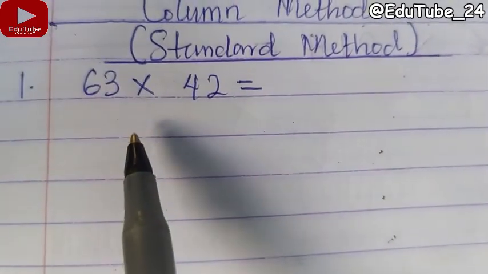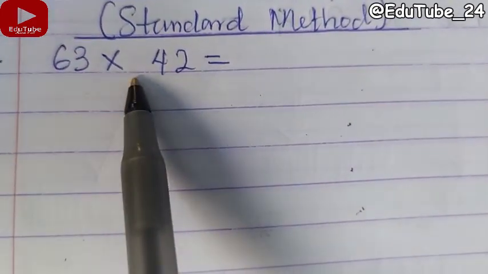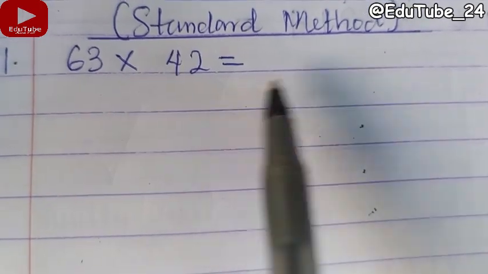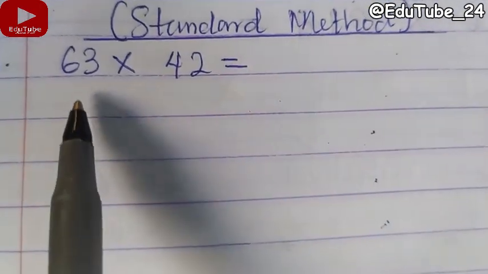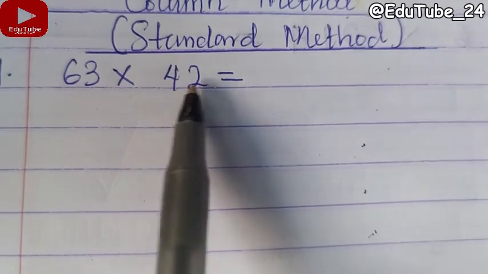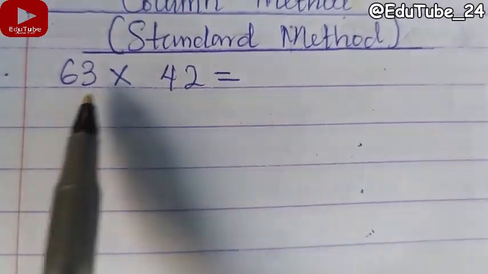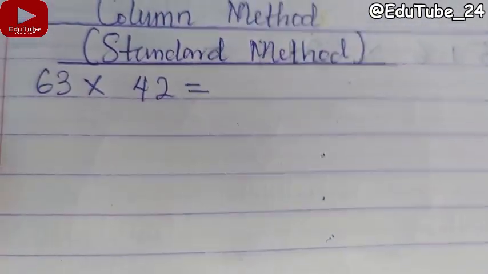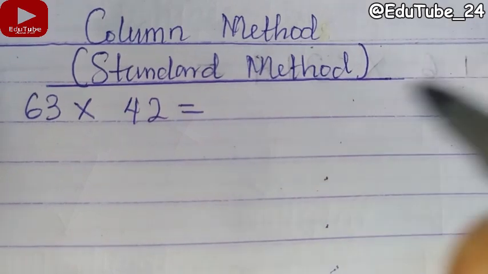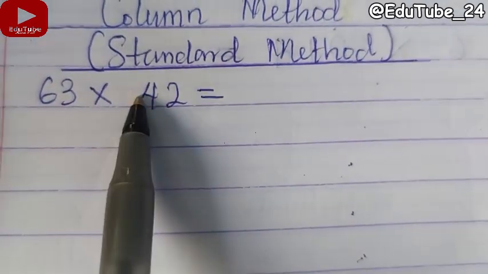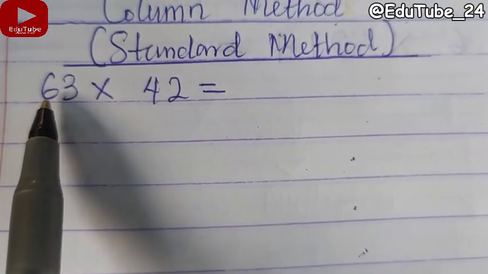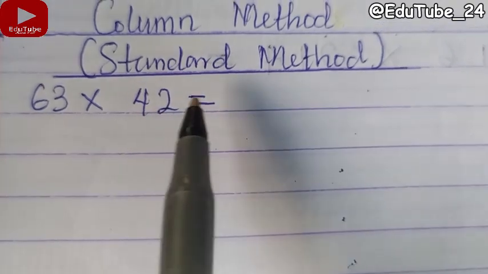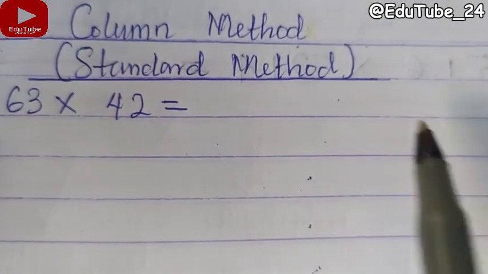Now let's go straight to the first problem we have to solve, the first multiplication we have to do. So our first example says 63 times 42. So we are going to multiply these numbers using the column method. Now, what does column method mean? It simply means arranging the numbers, that is the multiplicand and the multiplier, in columns in place values.